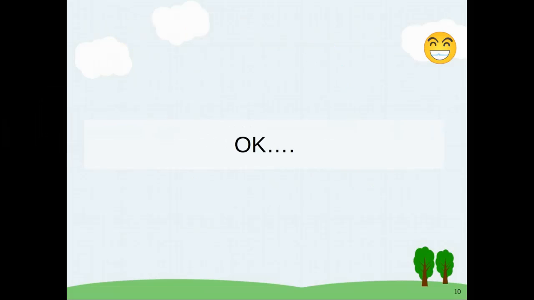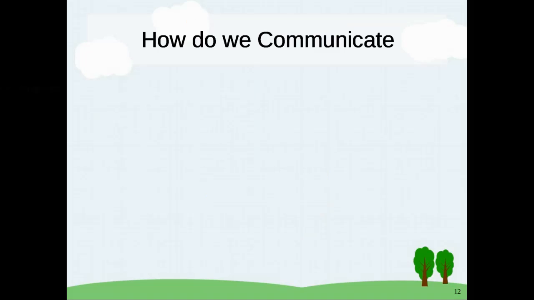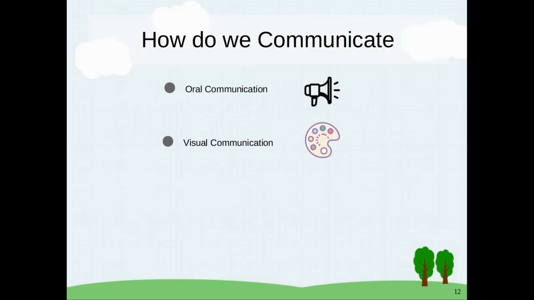Okay, so this is one kind of communication, but we would like to go a little further in depth. How do we actually do the communication? Let's see what options we have. Oral communication means you speak something to communicate with the other actors. Visual communication means you draw or present something to express your thoughts, feelings, and naturally your instructions. That is visual communication.